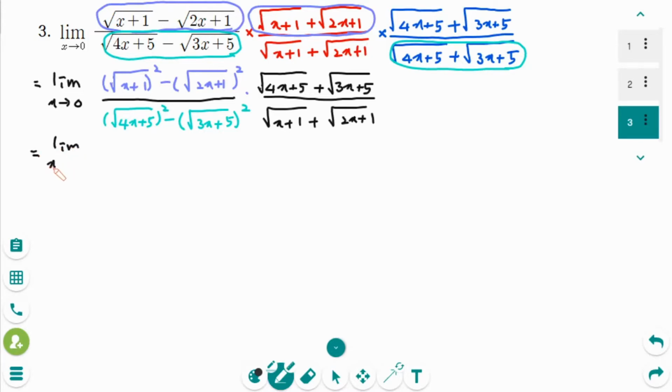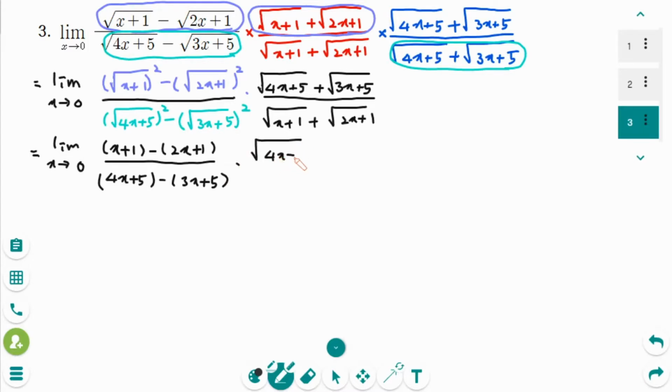Limit as x approaches 0. Simplify. x plus 1 minus 2x plus 1 over 4x plus 5 minus 3x plus 5 times, and keep the second fraction.